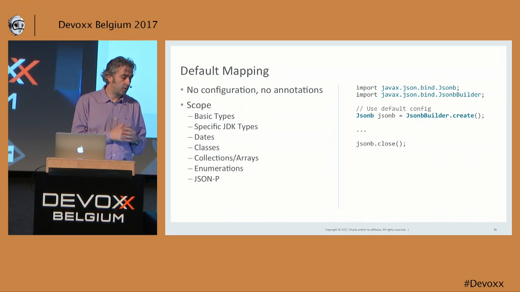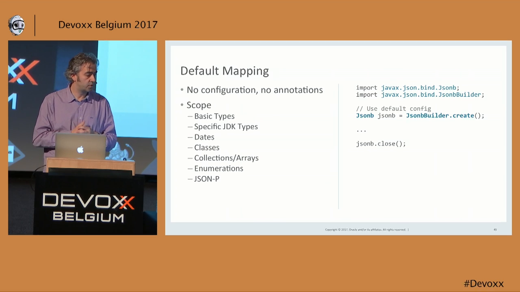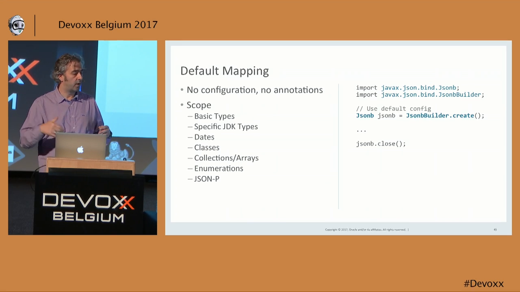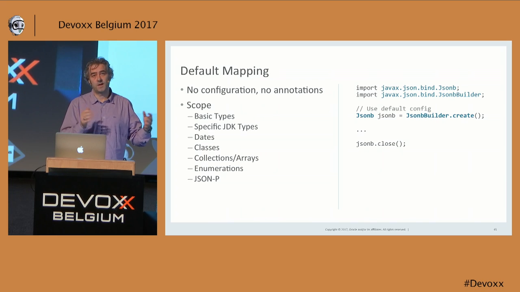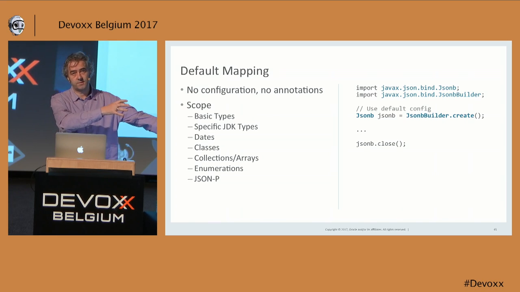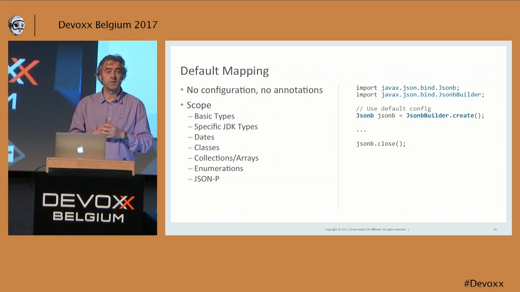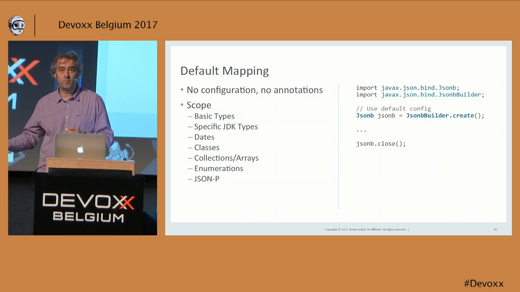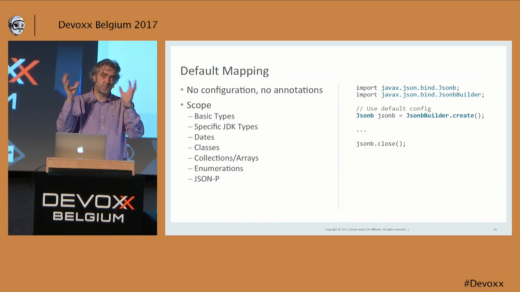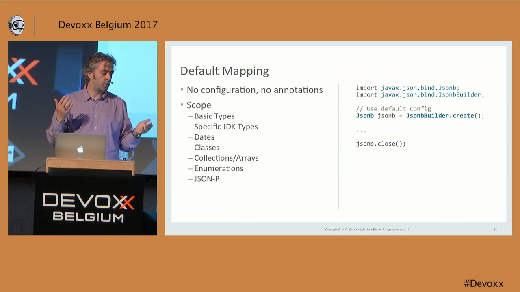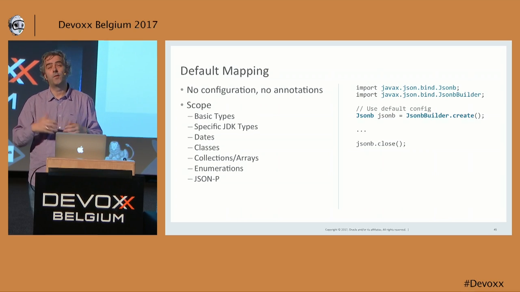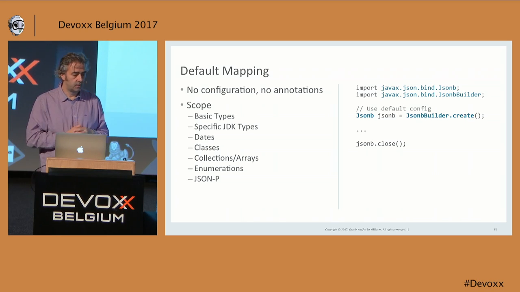It supports basic types. It also supports a bunch of specific JDK types like URL, URI, dates. For example, on the date side, on the JSON side we have one way to represent a date, that's a string. On the Java side, we have a bunch of different types, so the specification clearly defines the conversion between the two. It supports classes with inheritance, collections, arrays, enumerations, and so on and so on.